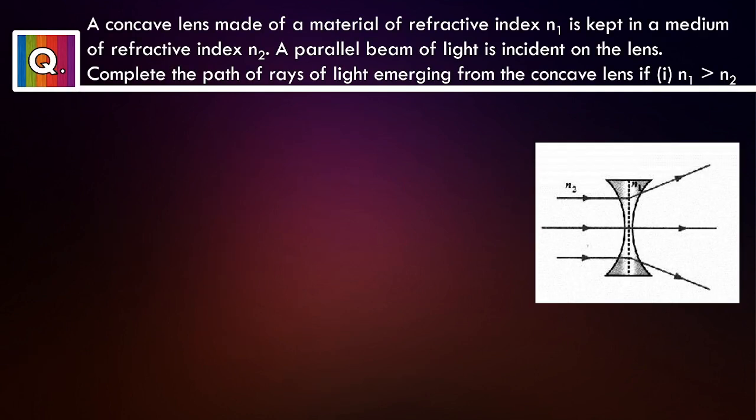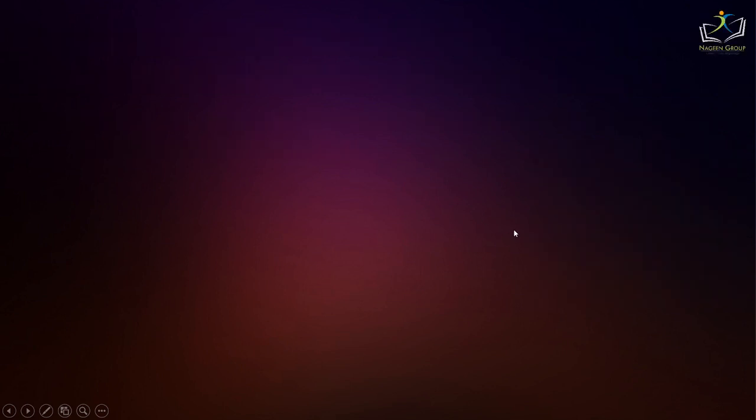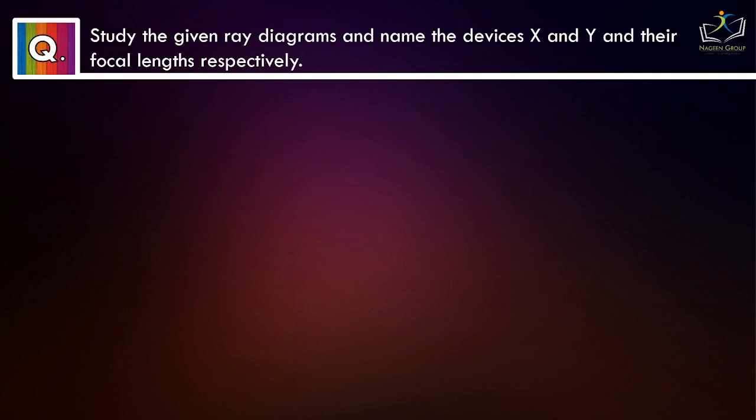A concave lens made of material of refractive index n1 is kept in a medium of refractive index n2. A parallel beam of light is incident on the lens. Complete the path of a ray of light emerging from the concave lens, n1 greater than n2. So if the refractive index n1 is greater than n2, we say the light is moving from rarer to denser medium. So therefore, in passing through the concave lens, it diverges because it bends away from the normal.